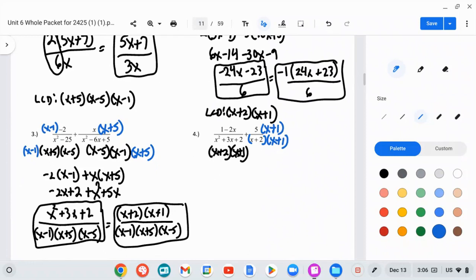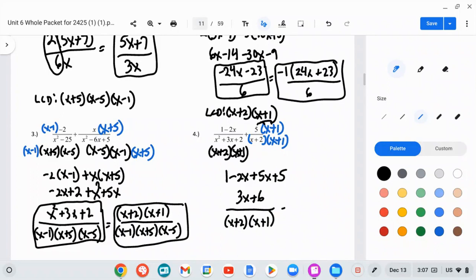Before we add them together, let's do all of our multiplying up top. So we have 1 minus 2x plus 5x plus 5. All I did was distribute this 5 into the parenthesis right there and right there. And then we would get 3x plus 6 over my LCD of x plus 2, x plus 1.